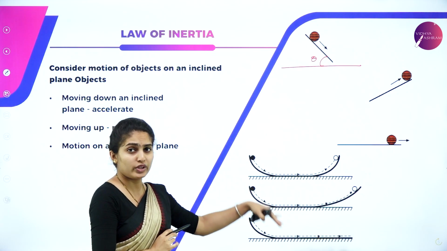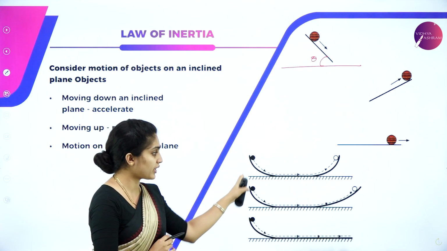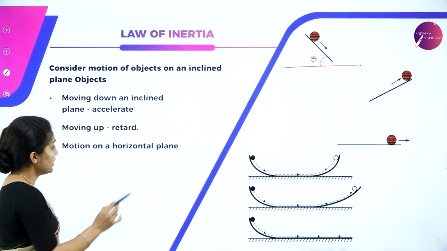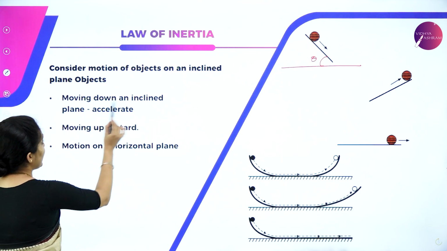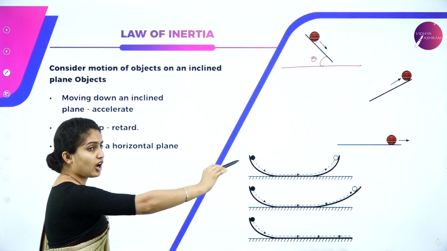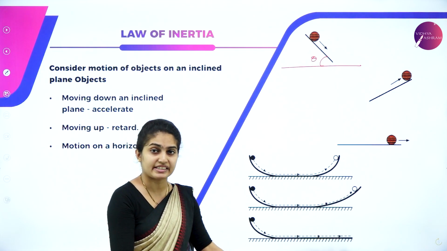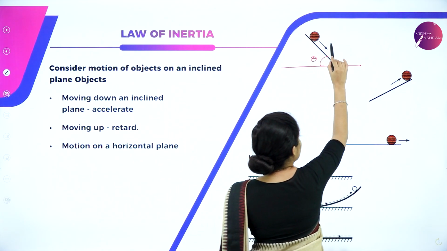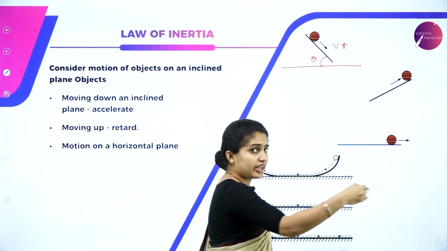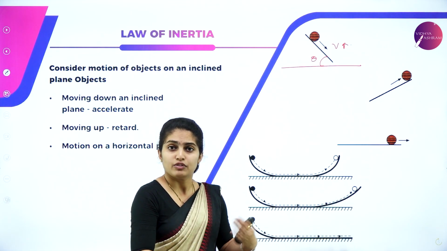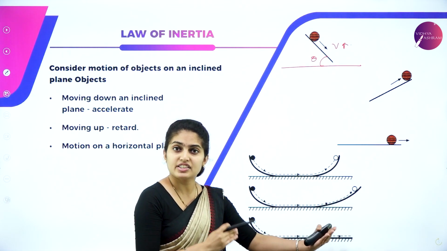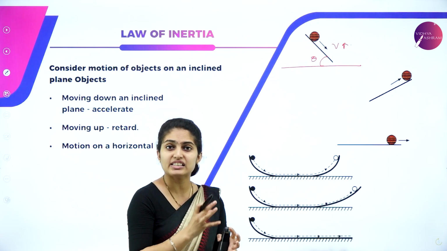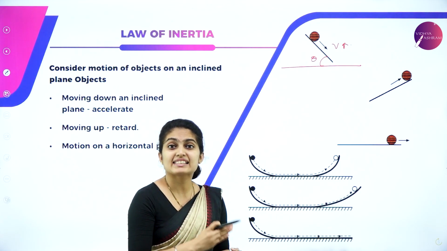The ball is rolling downwards, rolling upwards, rolling straight. You can see all the images over here, right? So when moving down an inclined plane, its velocity is increasing. When the velocity of the object keeps on changing, what is that accounted as? It is accounted as acceleration.